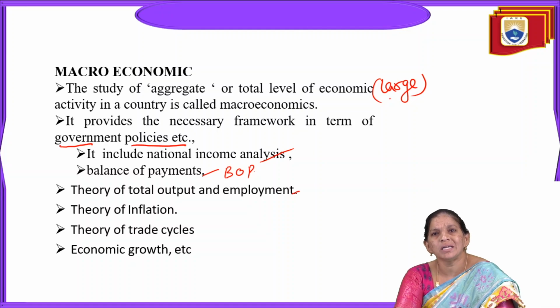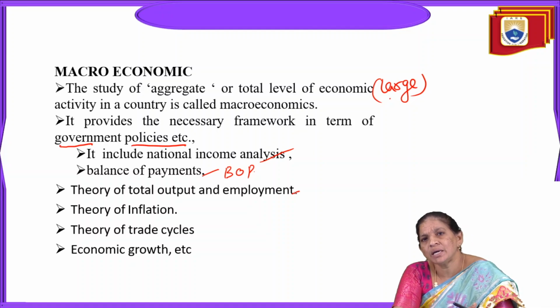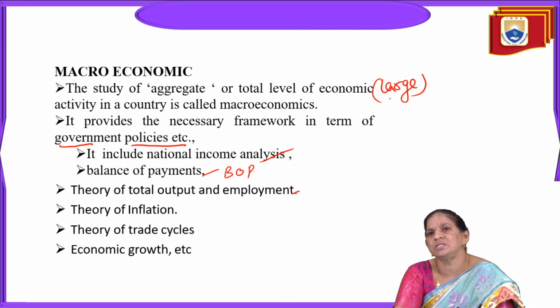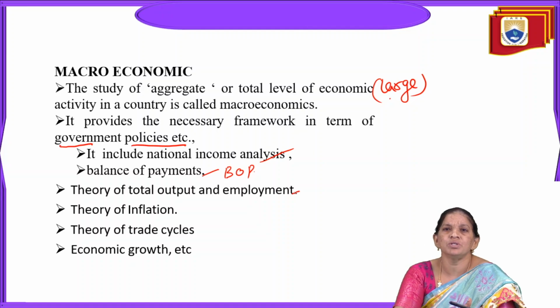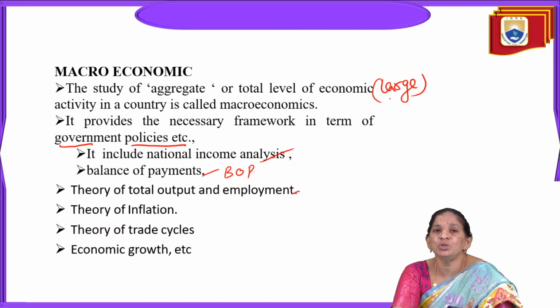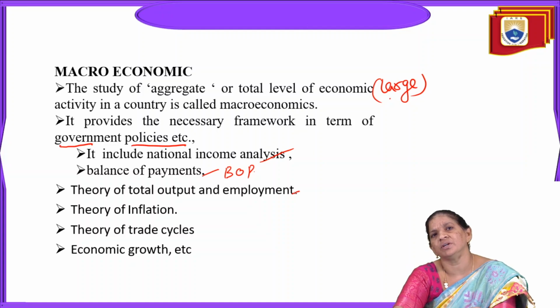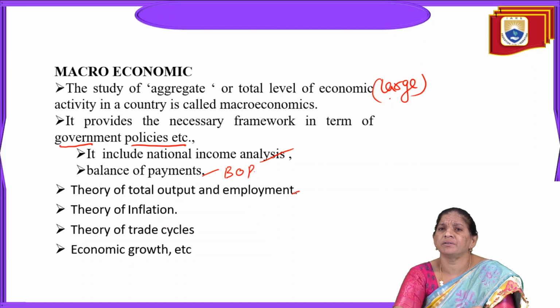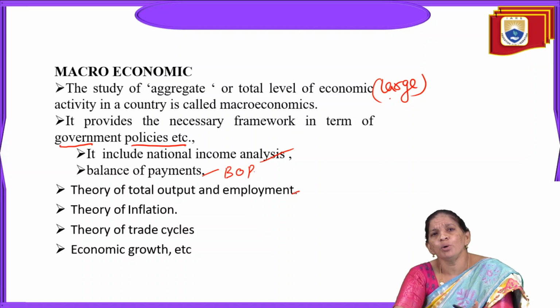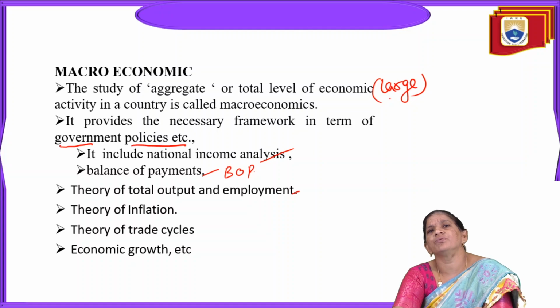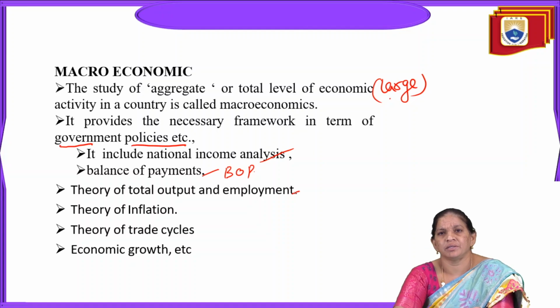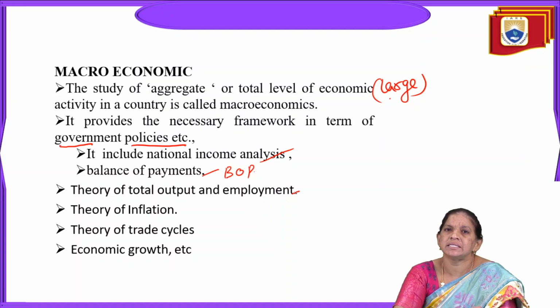So we have to identify the different types of theories, to see how employment opportunities are created and how they should be correlated with the total output of every country. So that's why, in the macro element, employment and output is also one of the important elements which has to be considered.